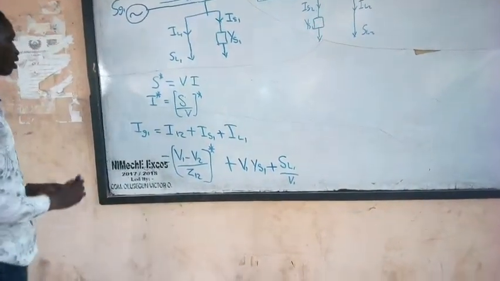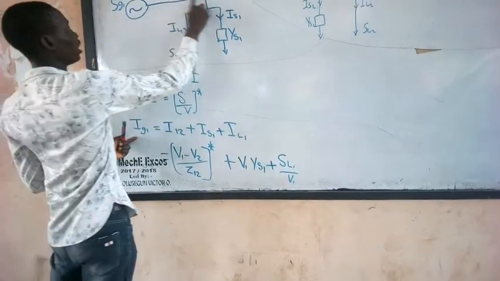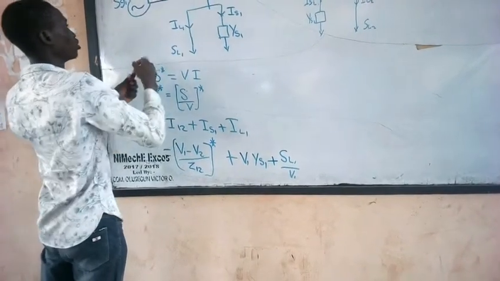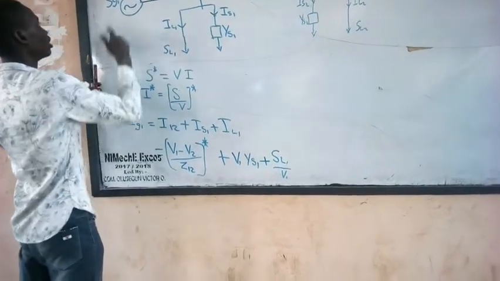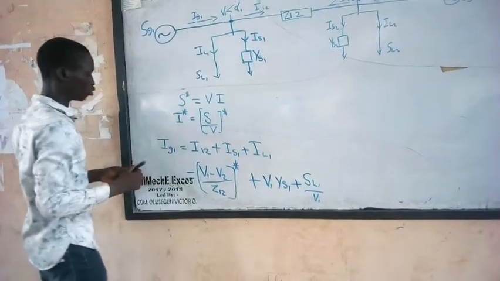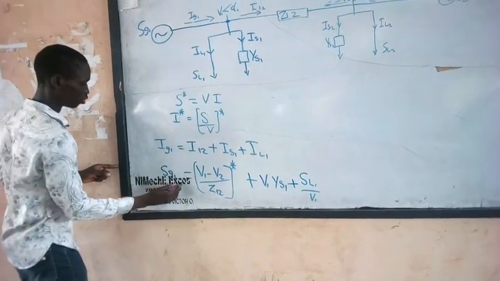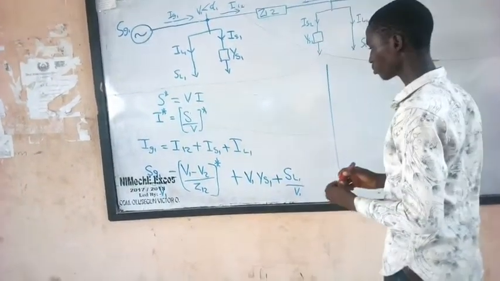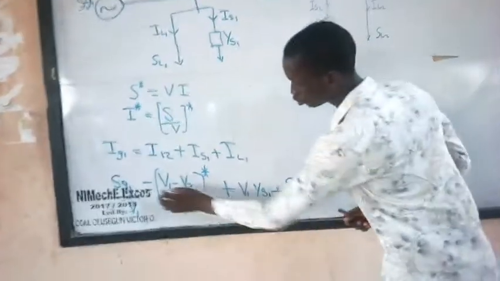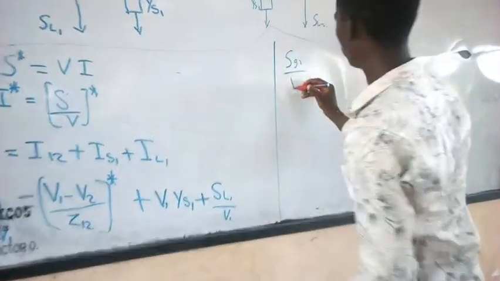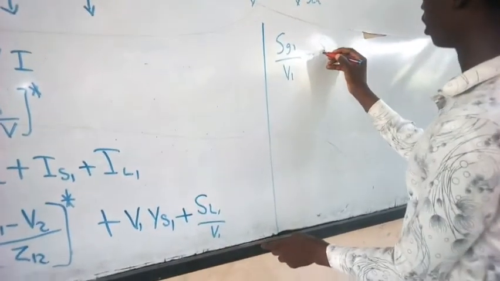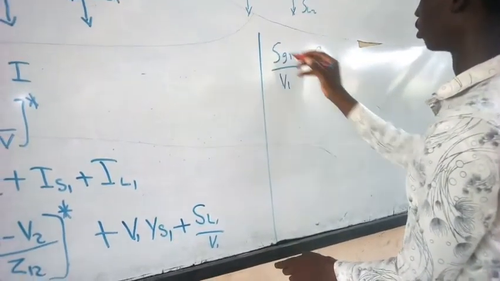Okay, from here, look at this IG1. Our IG1 is going like this. So IG1 is coming from this place, going to this place. It's coming at this node. Okay, at this node, we say it's going to be IG1 over what? Over V1. From there, if I take this to this place, it becomes SG1 over V1. Then taking this to that place, we change the sign from positive to negative: SL1 over V1 conjugate.